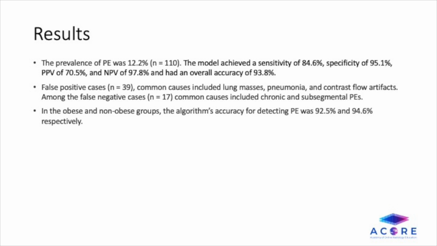The prevalence of PE was similar in obese, 12.2%, and non-obese patients, 11.9%, and the algorithm's accuracy for detecting PE was 92.5% and 94.6% respectively.